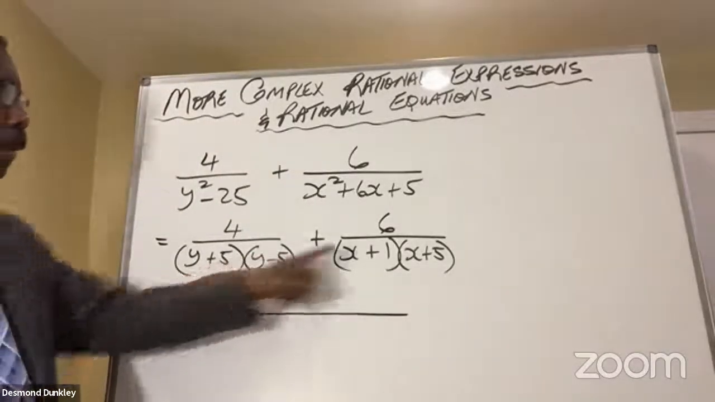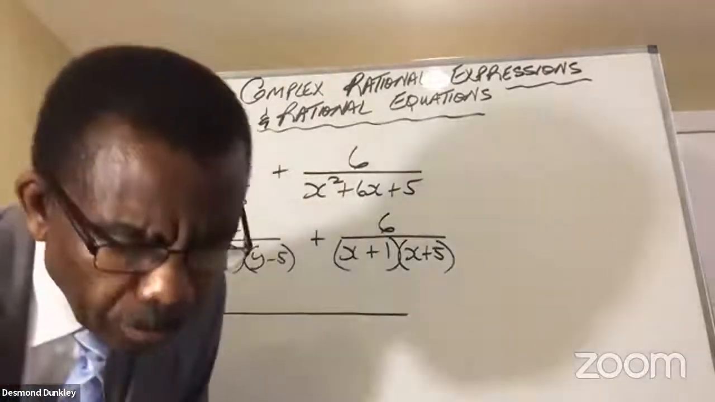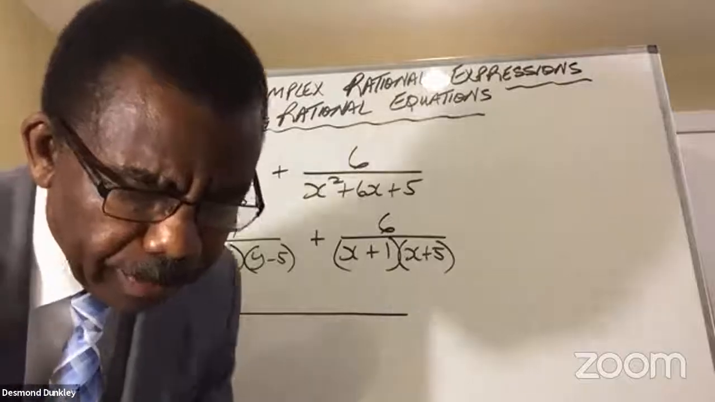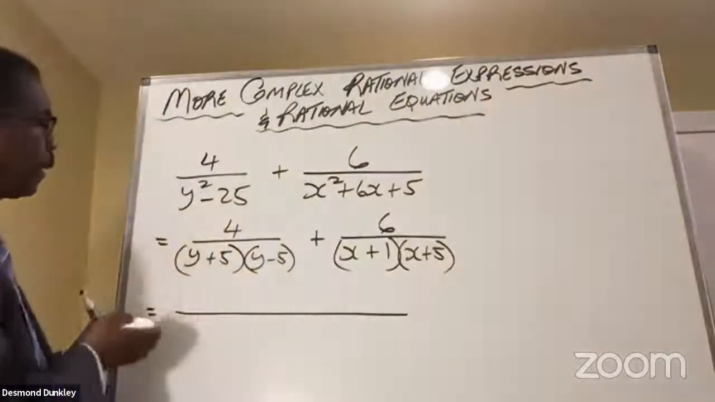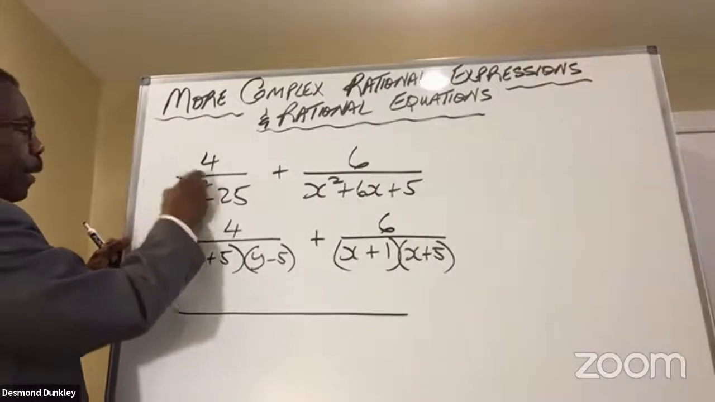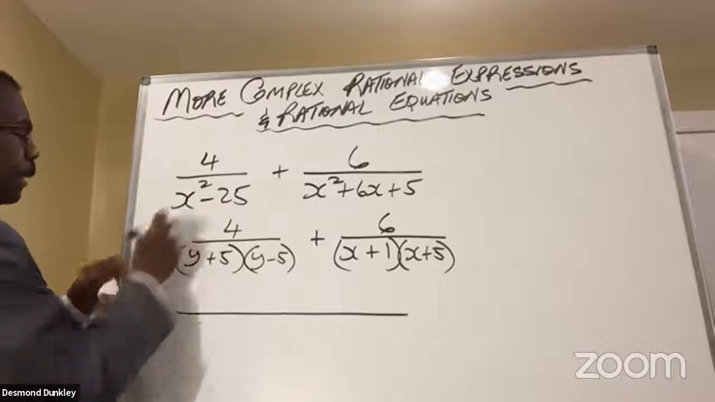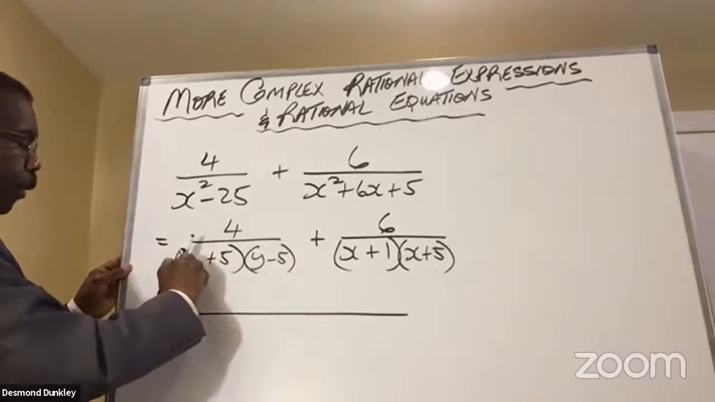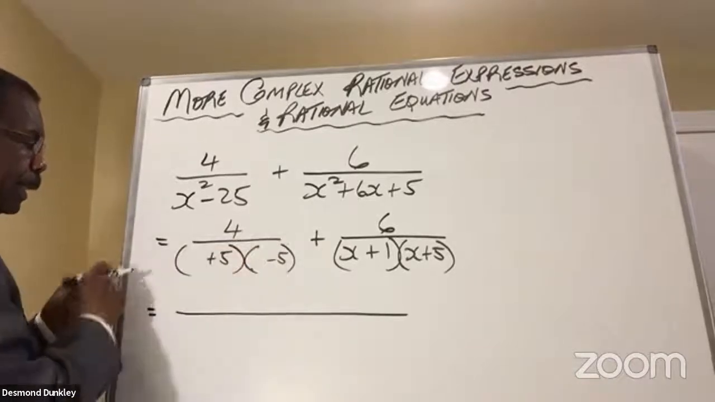Y plus 5. Wait a minute. Is it all y or is it? Oh, it's all x's. I am writing. It's all x's, it's not y. No wonder. That would have been a no-no. It's all x's. If it was y, then we really couldn't do anything at all. But it's all x's.